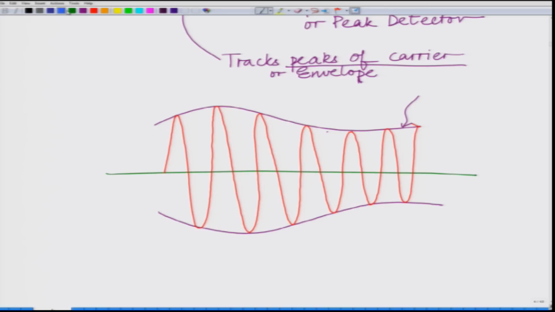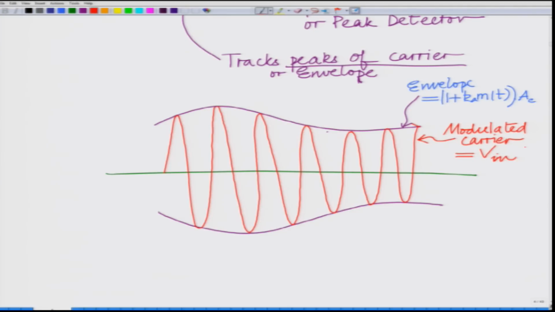The actual original envelope, which is basically your 1 plus K times MT into AC, this is the actual envelope. Now, this is the modulated carrier, correct. This signal over here, this is your modulated carrier, which is fed as your input.